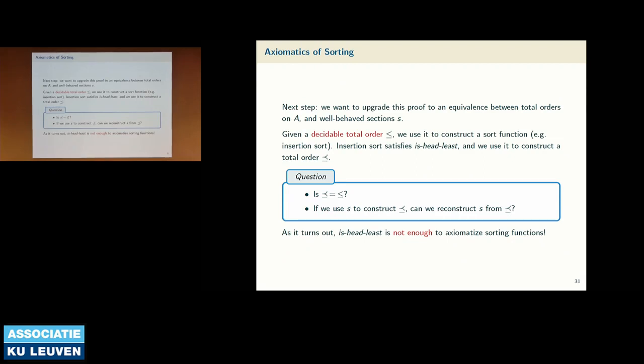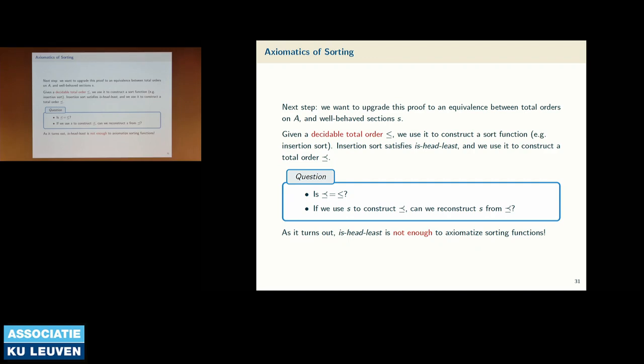Now the next step would be trying to improve this to a full equivalence. So given a decidable total order, we can just construct a section by insertion sort, and insertion sort will obviously satisfy this axiom. Now, let's say we construct an order from our insertion sort. Is the original order that we started with the same as the order that we constructed? And also, in the other direction, say we have a section S, and we use it to construct a total order. Can we reconstruct the section back from the total order?